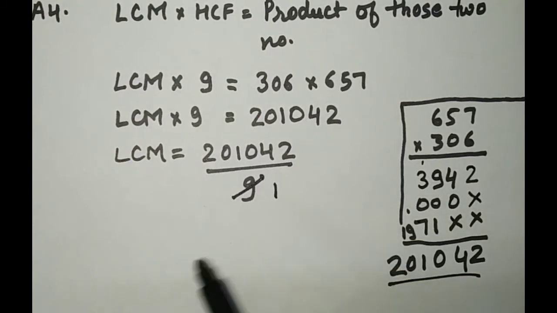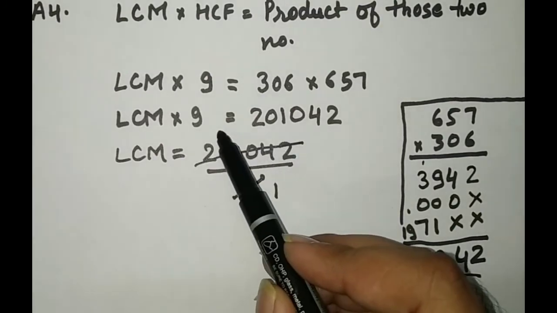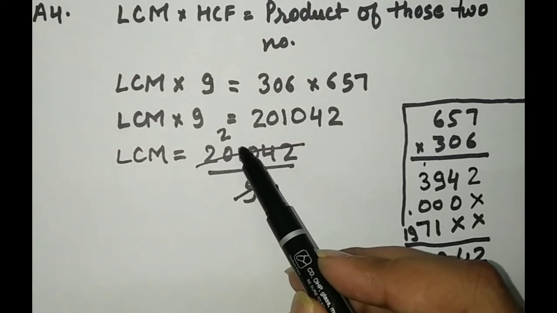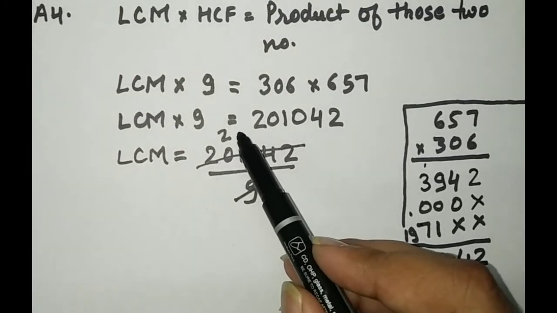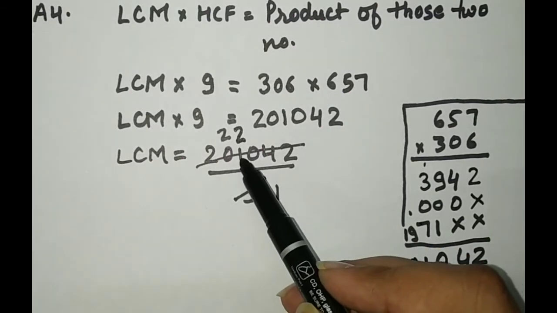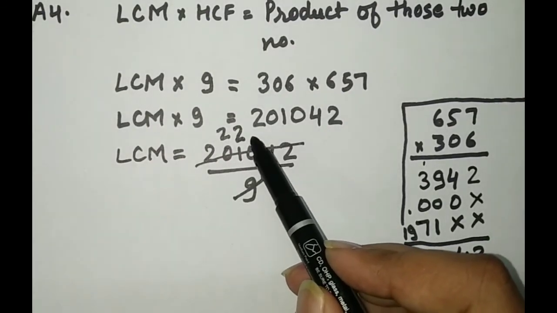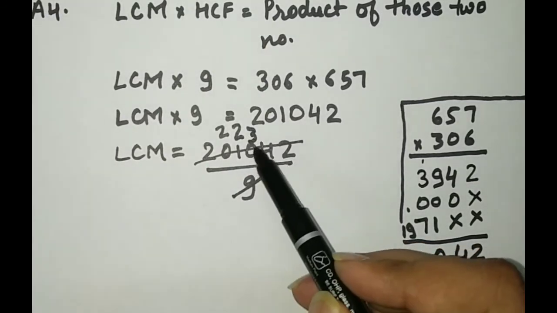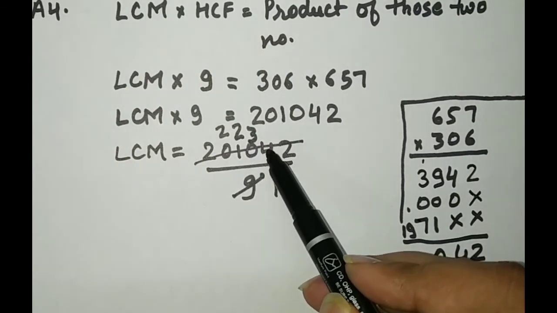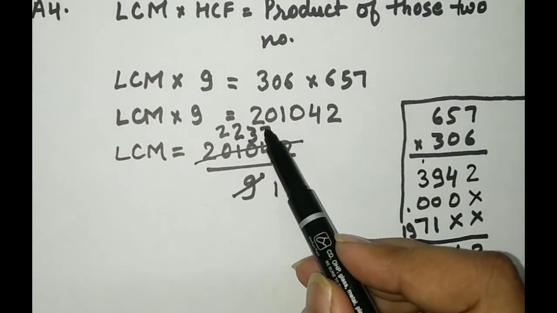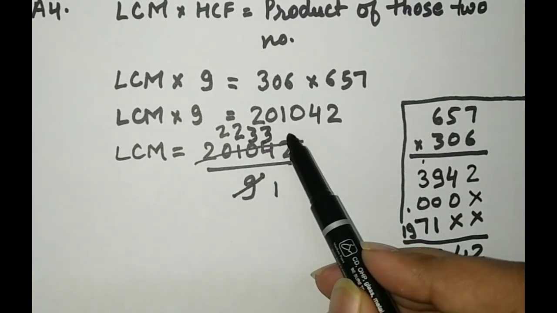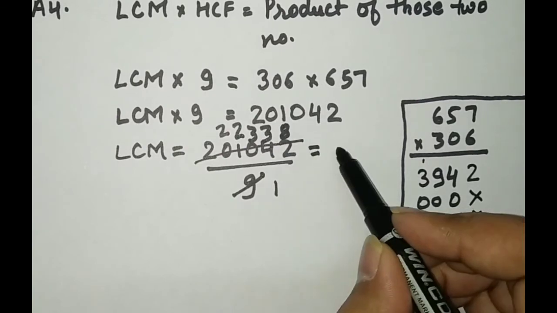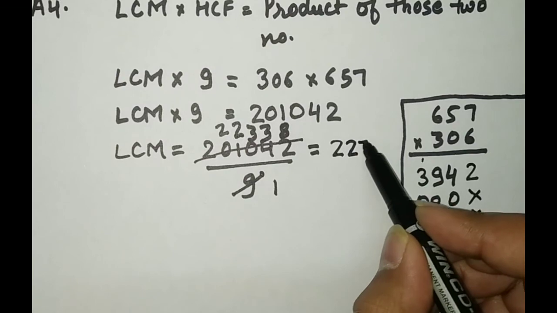9 ones are 9. 9 twos are 18. Remaining 2 will be carried forward. This 1 will become 21. 9 twos are 18. Remaining 3 will be carried over here, and this 0 will become 30. 9 threes are 27. Remaining 3 will be carried over here. This 4 will become 34. Again 9 threes are 27. Remaining 7 will be carried over here, and this 2 will become 72. 9 eights are 72. So LCM will be 22338.